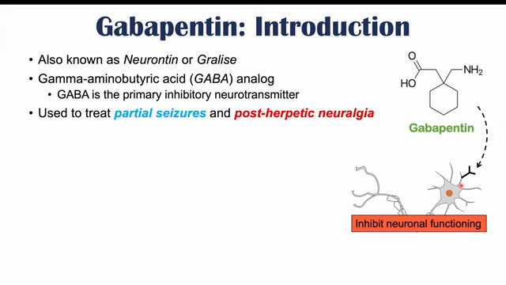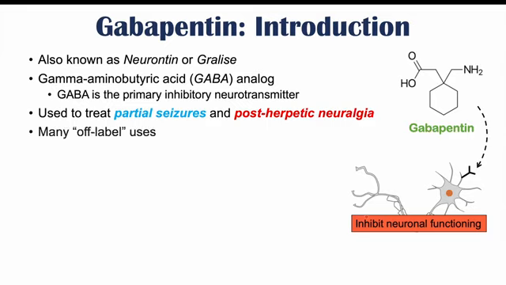Now, gabapentin is utilized for particular conditions. Some of them include partial seizures and post-herpetic neuralgia. Post-herpetic neuralgia is a nerve pain that occurs after a shingles infection. So you can imagine that these conditions are going to be helped by gabapentin's ability to inhibit neuronal functioning.